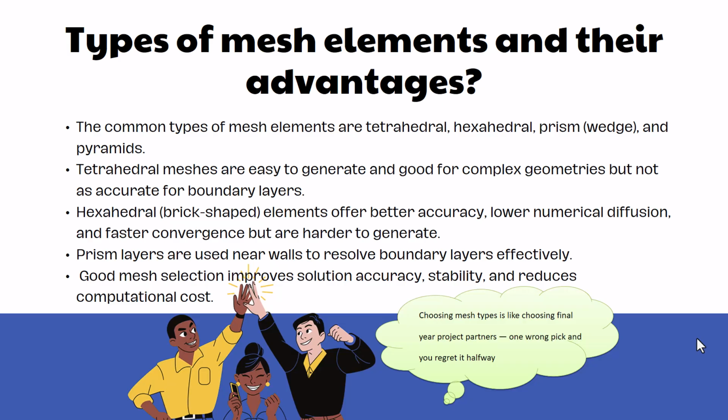Prism layers are used near walls to resolve boundary layers effectively. In the previous video we saw why boundary layers are important, and prism layers are the ones used to resolve these boundary layers. So why is mesh selection important? Because it directly impacts our CFD accuracy, the time consumed by the CFD solution to solve, and the quality of our solutions.